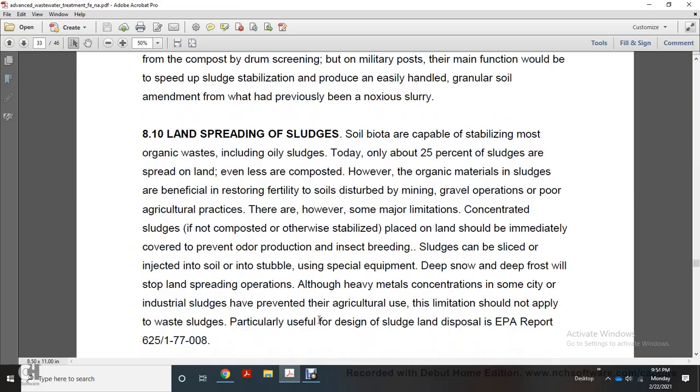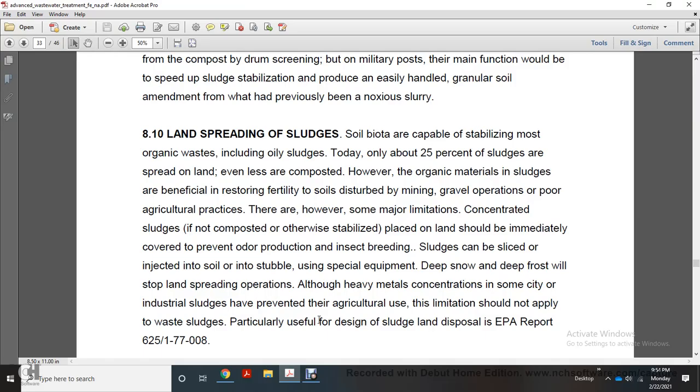Alright, land spreading of sludges. Soil biota is capable of stabilizing most of the organic waste, including oil sludge today. Only 25% of the sludges are spread on land. Even less are composted. However, the organic materials in sludges are beneficial for restoring fertility to the soil.